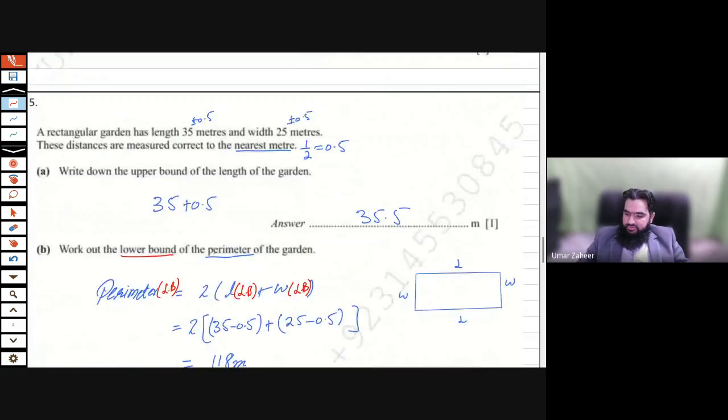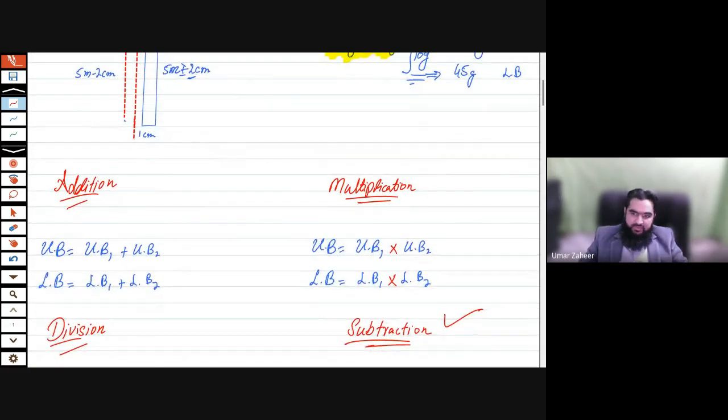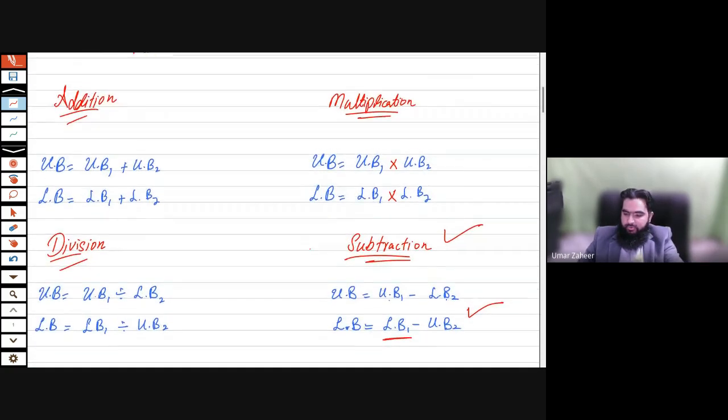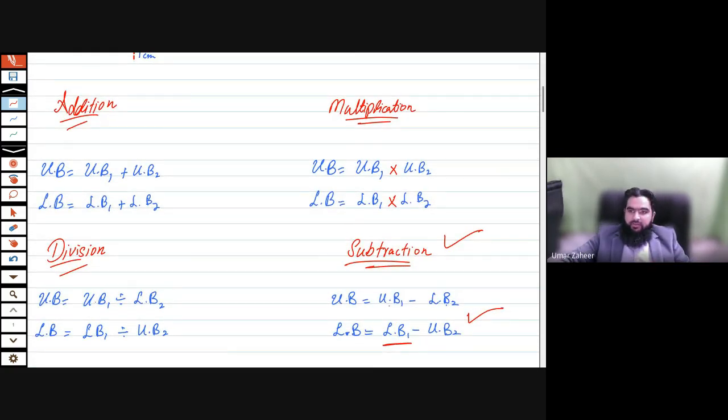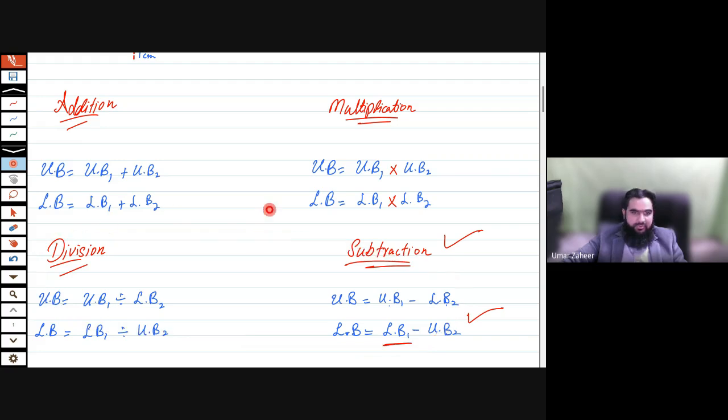Yes, everyone. Any question up to here? So look here. The whole bound is going to be around about this one. And it's very simple. If you have addition, to find the upper bound, take both upper bounds; for the lower bound, take both lower bounds. Same as in multiplication. In division, to find the upper bound, it is upper bound divided by lower bound, and the lower bound is lower bound divided by upper bound. Same as in subtraction. So these two are the same, and division and subtraction are going to be the same. Yes, any question up to here?